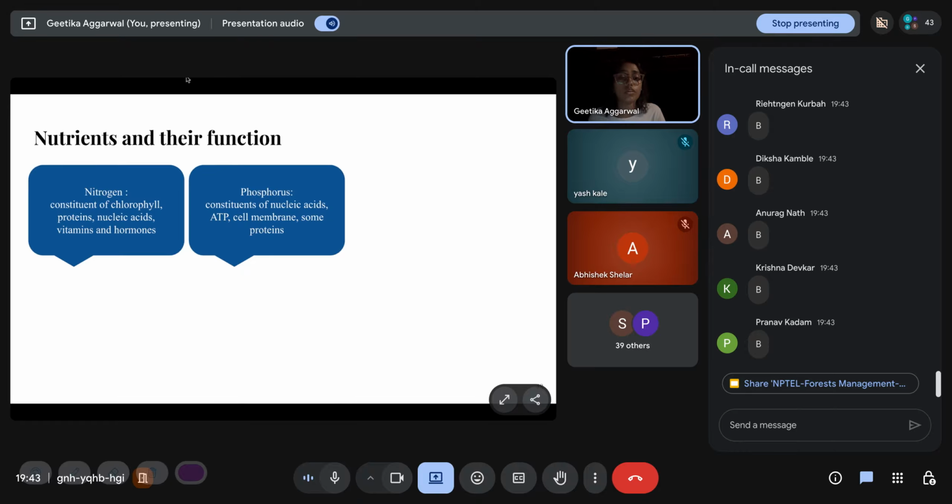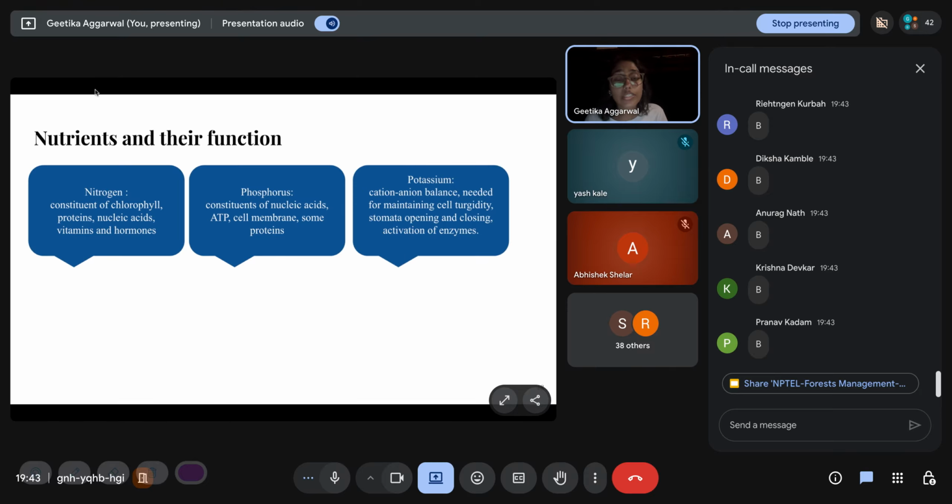Phosphorus is a constituent of nucleic acids. Again, ATP, as you know, adenosine triphosphate. So it's present in ATP, which is the energy molecule, in cell membranes and in some proteins. Then there's potassium. Potassium, as we know, is important for cation ion balance because there are sodium potassium channels there. It's required for maintaining the turgidity of the cell, so when it comes to cell turgidity in plants, it's important for opening and closing of stomata, and it's important for activating certain enzymes.